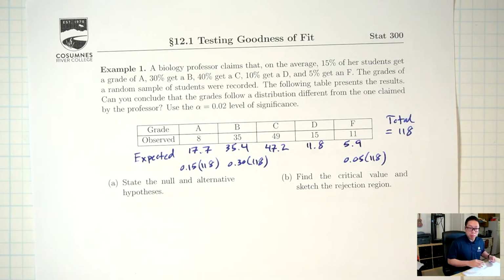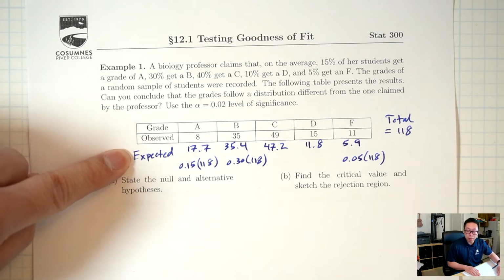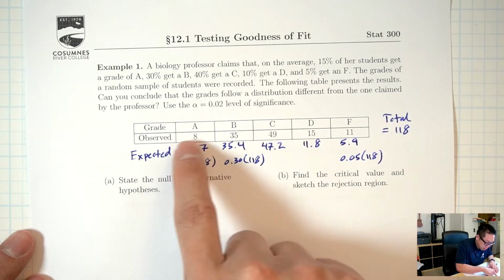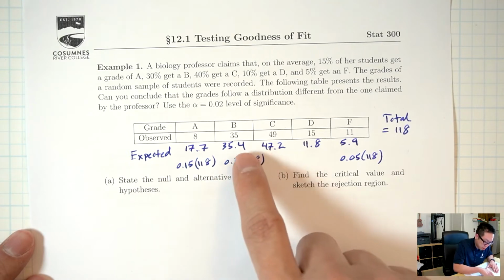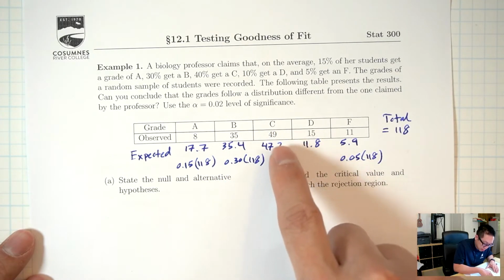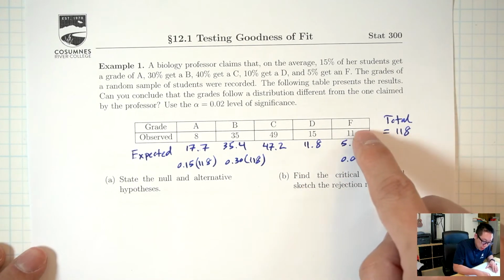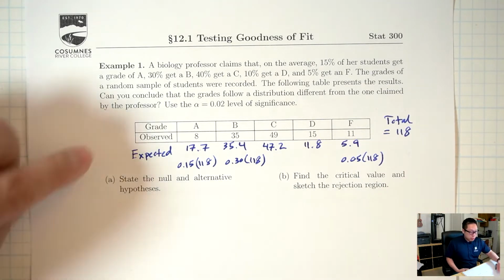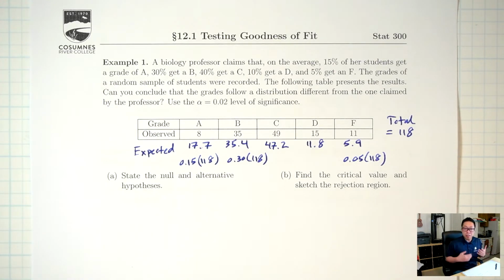And this is basically the question now. Is this observed count different from this expected count? So if we look at this, looks like the A's, there's actually 8 A's versus expected 17.7, so there's like too few A's. The B's look okay. The C's look about the same. The D's, 15 versus 11.8, maybe about the same. 11 versus 5.9, maybe there's too many F's in the observed. And the question is, is the observed row different enough from the expected row for us to actually say that this is different from what the professor is claiming?